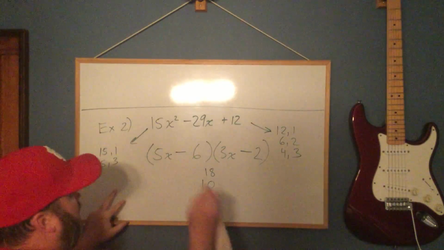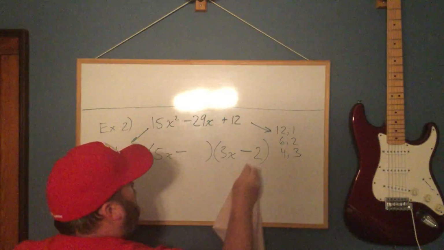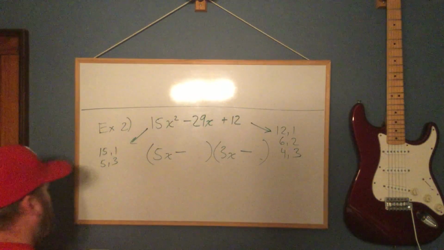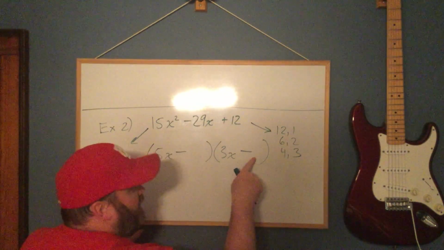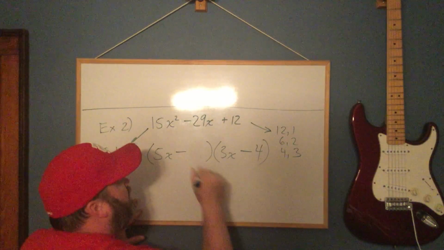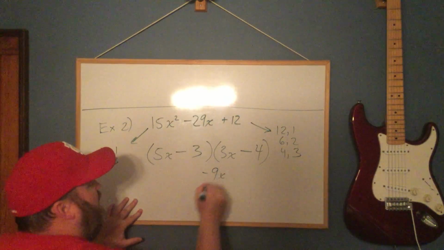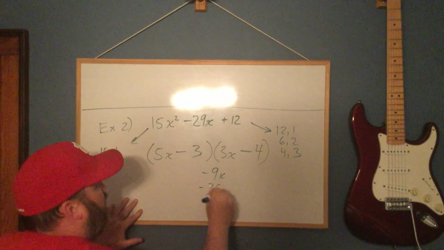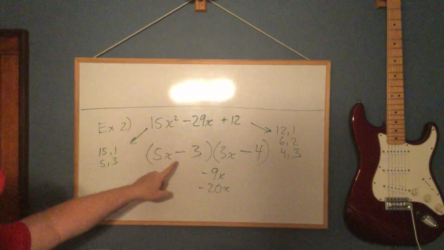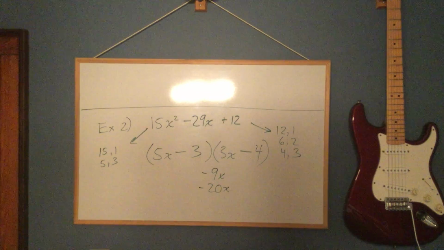I'm going to leave the 5 and 3 there though. It doesn't mean that they're wrong. I just need to try the next set. Okay, 4 and 3. Again, I can't put a 3 here because that would have that common factor. So the 4 has to go here and the 3 has to go here. Multiply these, I get negative 9x. Multiply these, I get negative 20x. Negative 9 and negative 20 is negative 29. So there are my two factors: 5x minus 3 and 3x minus 4.